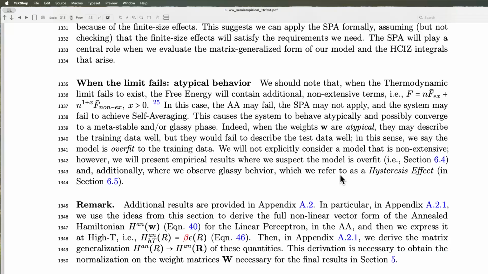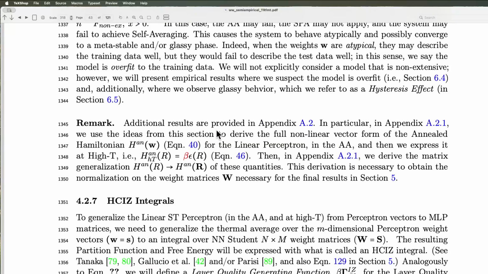Okay, so there's a remark here. The remark is that additional results are provided in A2. In particular, in Appendix A21, we use the ideas from this section to derive the full nonlinear vector form of the annealed Hamiltonian for the linear perceptron and the annealed approximation. We express it at high temperature. There's no beta there, so 1348. That red beta goes away.